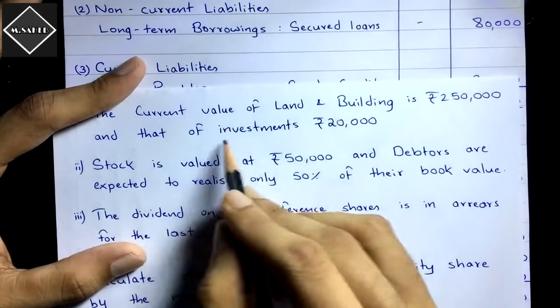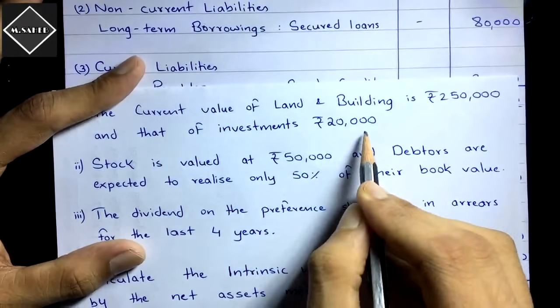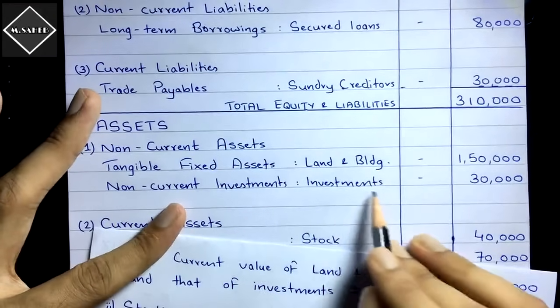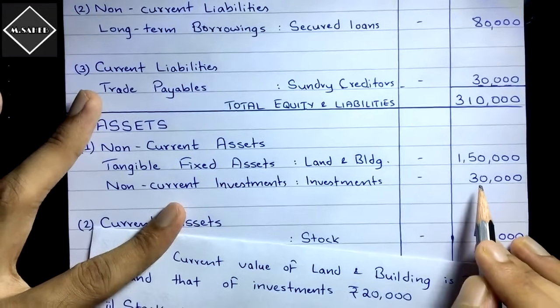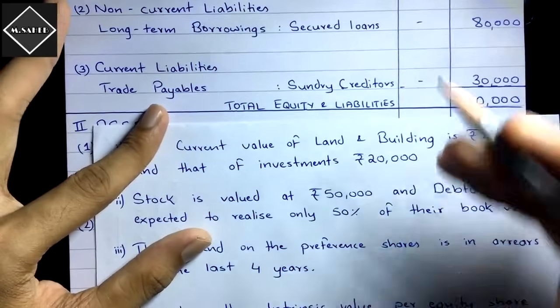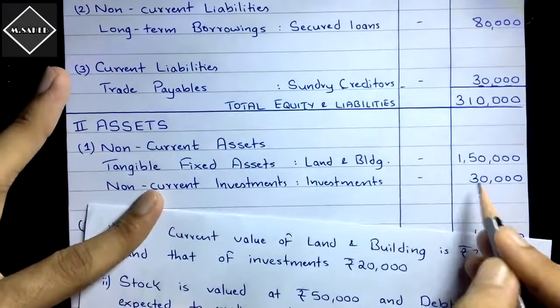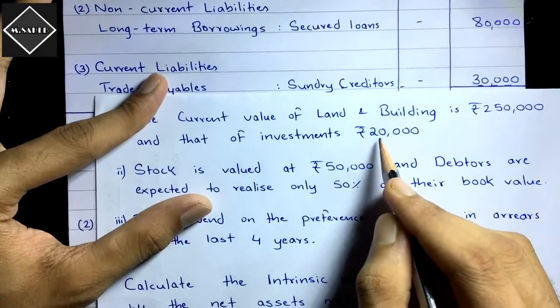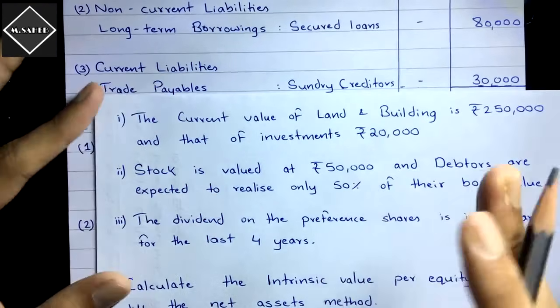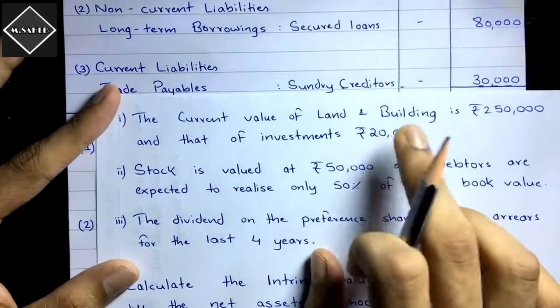Okay, and the investment is rupees 20,000. So you have to look at investment. Investment was rupees 30,000. As you can see, the value of investment has decreased from 30,000 to 20,000, so there is a decrease of 10,000. Fine. You have to consider this value.